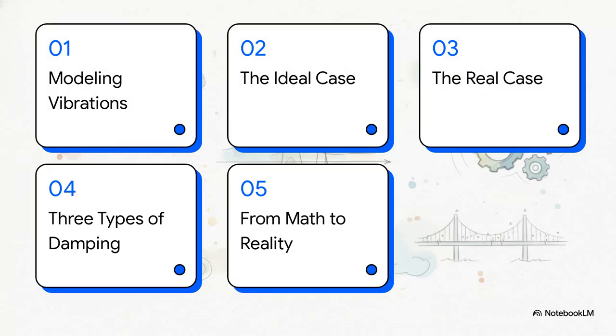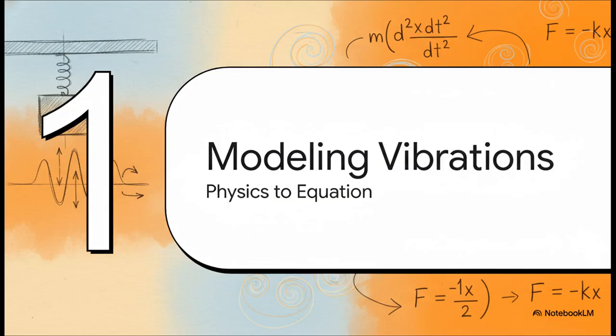So here's our game plan. We're going to start by building a simple model. See how things would work in a perfect, frictionless world. Then we'll get real and add stuff like damping. We'll explore the different ways a system can settle down. And finally, we'll connect it all back to why this is so important in the real world. All right, let's get right into it.